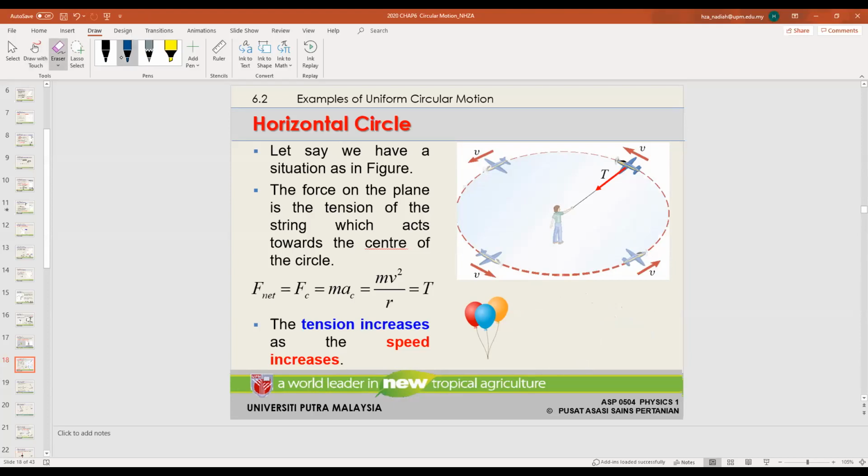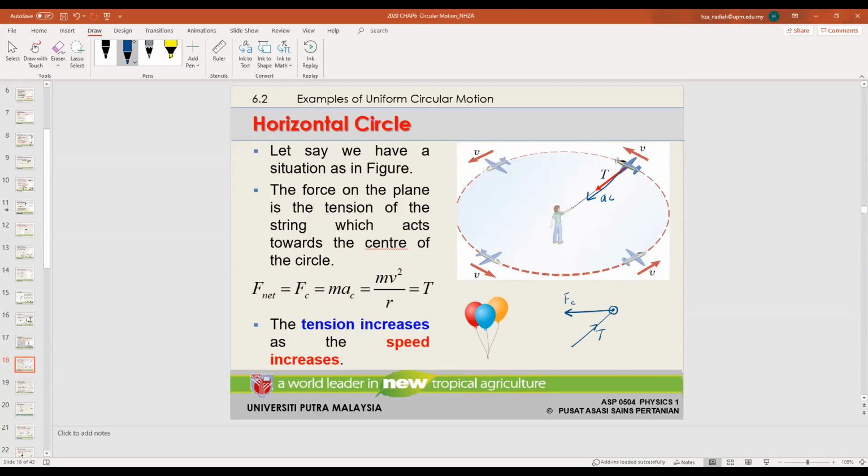So now that we know that our AC is towards the center, it's here, right? Ini top view. Tadi saya tunjuk side view. So top view, AC is that way. And we know that there is a string, T. So T is actually the string and AC is here. Betul tak? FAC or FC, centripetal force, and you have tension going here. And this is your airplane. So this is your free body diagram.